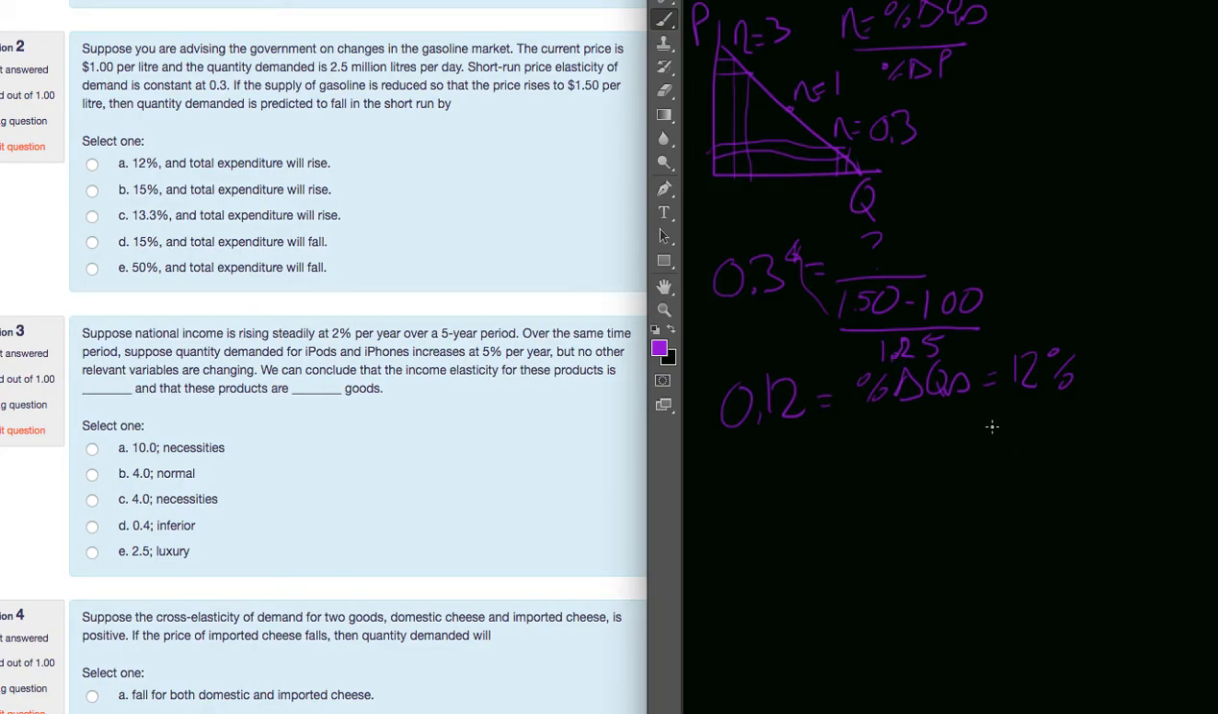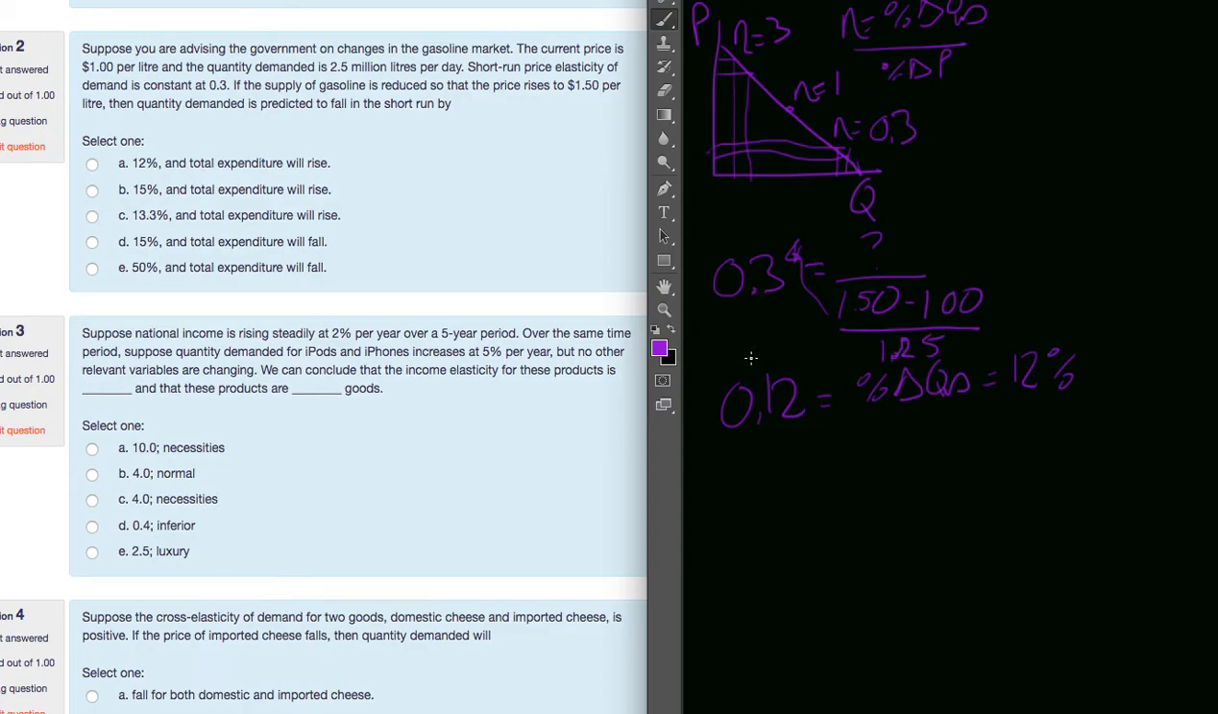Does this 12% go up or down? Well, actually, if you think about it, as prices go up, it needs to be a drop in quantity demanded by 12%. That's just based on the law of demand. So out of all these answers, as soon as you know it's 12%, you know that this is the right answer here. But what's going to happen to expenditure?